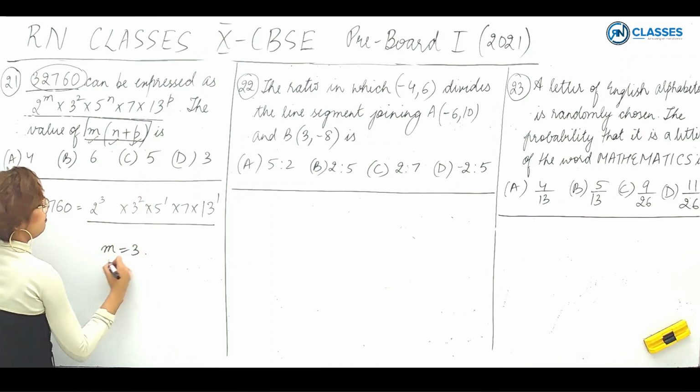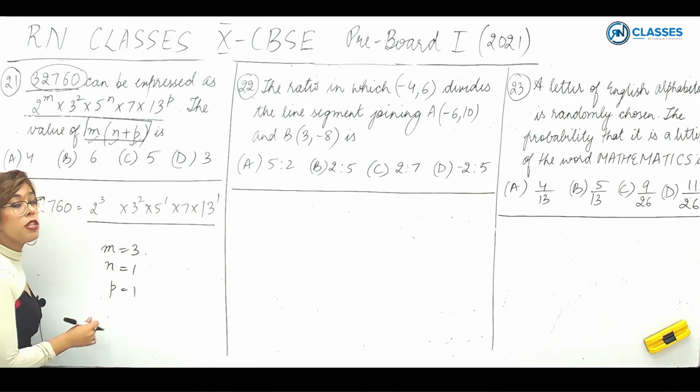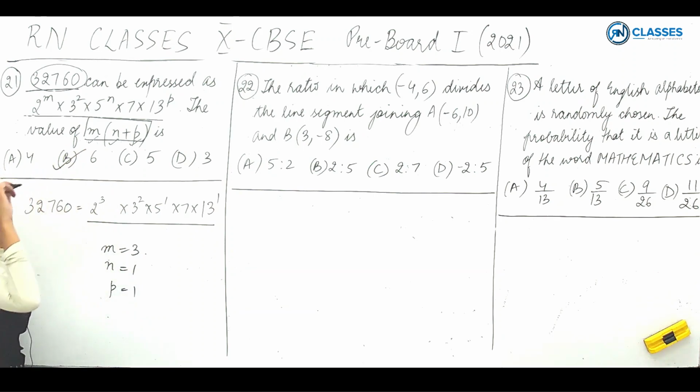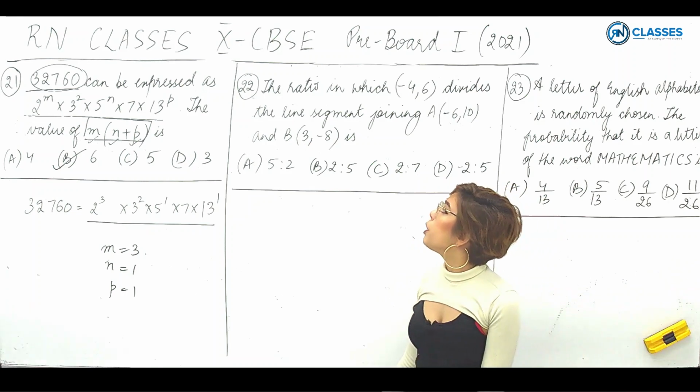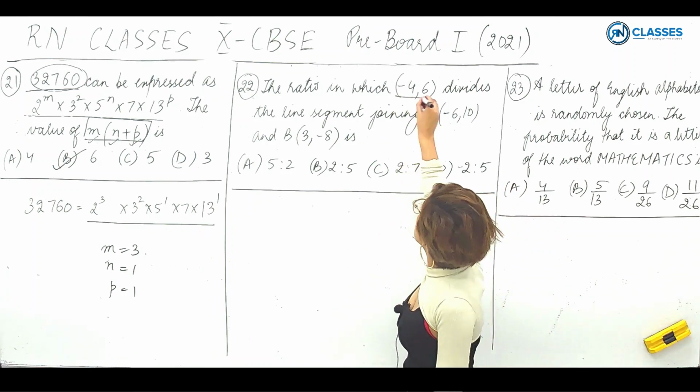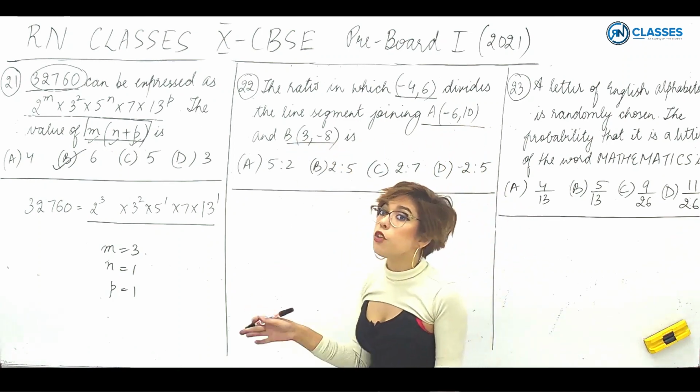n is equal to 1 and p is equal to 1. Just insert and you'll get the answer as D option. Right? Now question number 22. The ratio in which this divides the line segment joining this and this. I need to find the ratio.